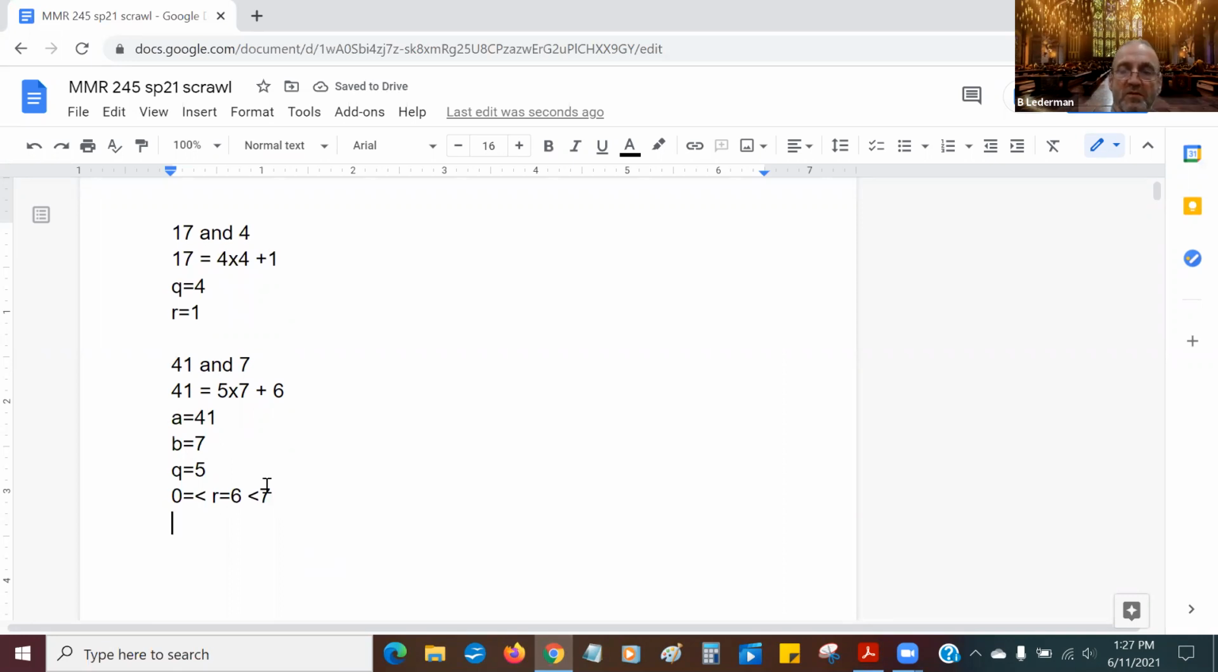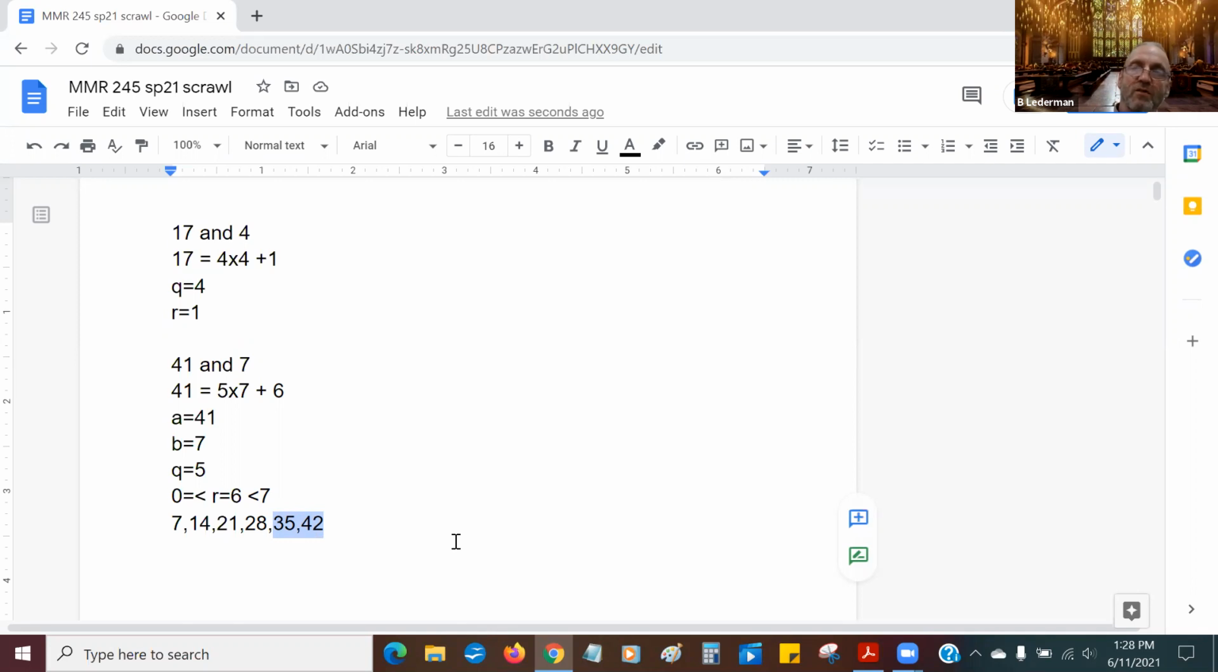So I look at all the multiples of 7: 14, 21, 28. Eventually 41 is going to lie in between consecutive multiples, 35 and 42. Bingo. So notice that 41 lies in between these two consecutive multiples of 7, 35 and 42. So that's what this is talking about.